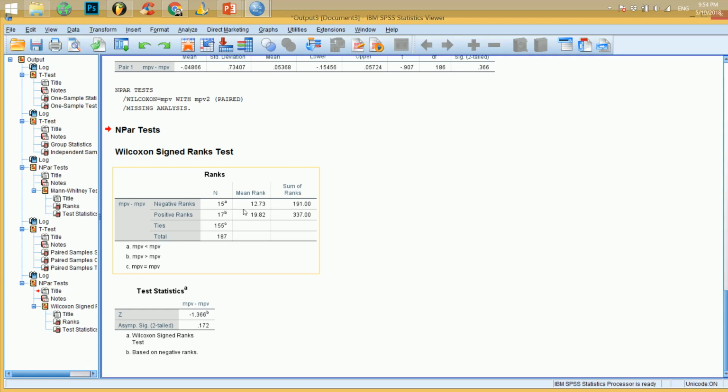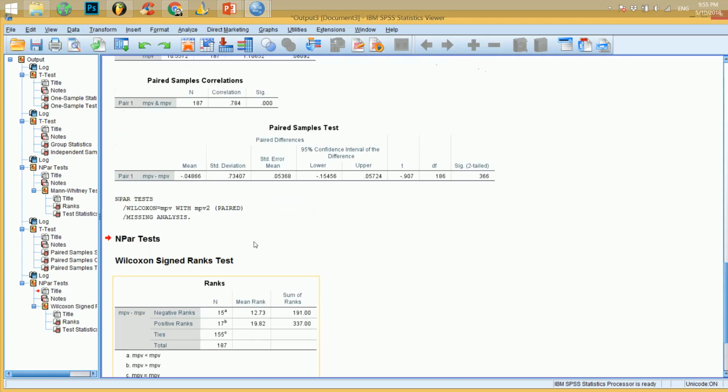Again, mean ranks have been given. In this case, as you can see, it is telling us that there are 155 ties. That means 155 pre and post values were similar. And there are some negative ranks, which means that there are 15 values in which MPV1 was less than MPV2, and there are 17 in which MPV2 was greater than MPV1. Now the important table here again is this second one, where you need to look at this asymptotic level of significance, which is again much more than 0.05. Apparently there is no difference between the two populations.